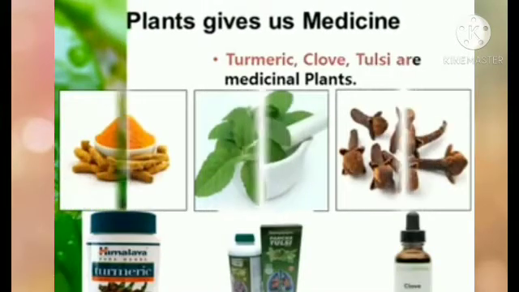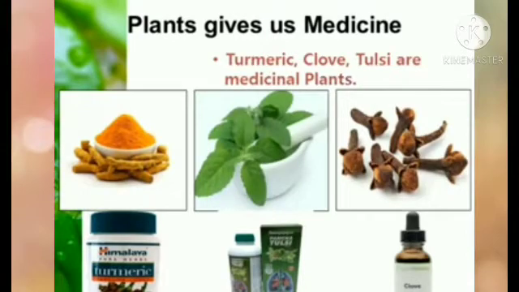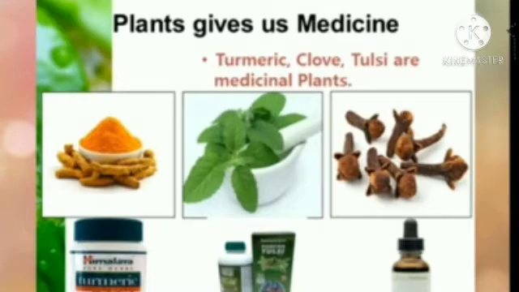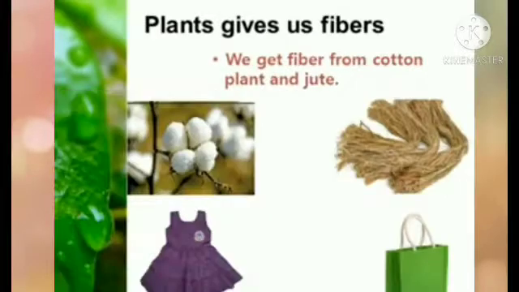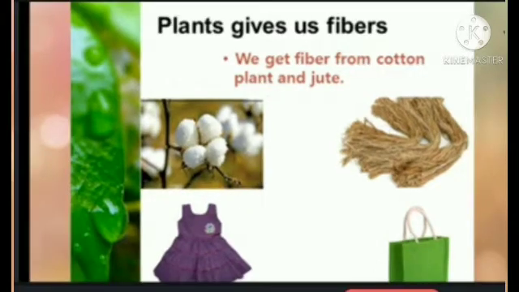Plants give us medicine. We get medicine from many plants. Plants such as turmeric, clove and tulsi are medicine plants. These plants are used to make medicine. Plants give us fibers. We get fibers from the cotton plant and jute. Cotton is used for making cotton cloths. Jute is used for making jute bags.